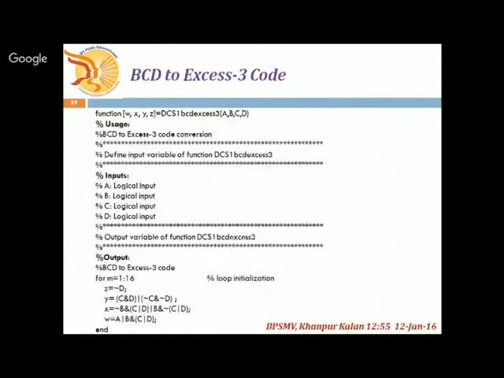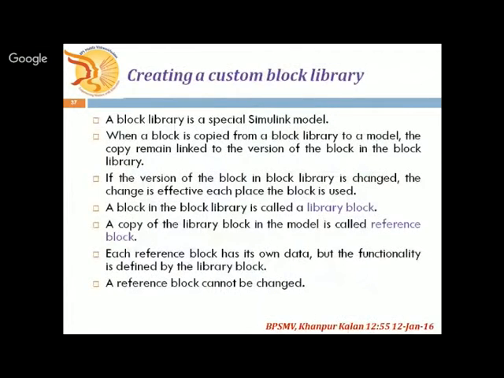This is an example of how you create a BCD to XS3 code converter using this embedded MATLAB function block. Again, the steps are the same. Implement your M function file, copy the function file, put it into an embedded MATLAB function block, and run the model. The next thing is how we create a custom block library.